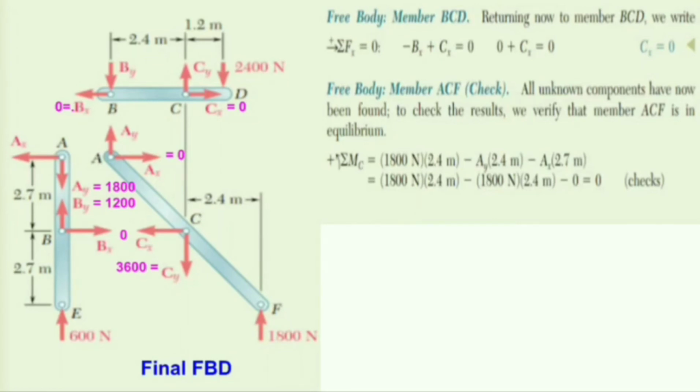Now we can check whatever value that we have got from the previous equations by applying the moment equation at point C equal to 0 in the member ACF, and from this we get summation of moment equal to 0, which implies that the member ACF is in equilibrium.